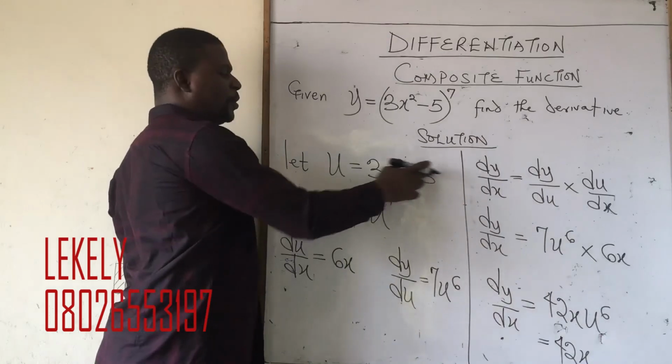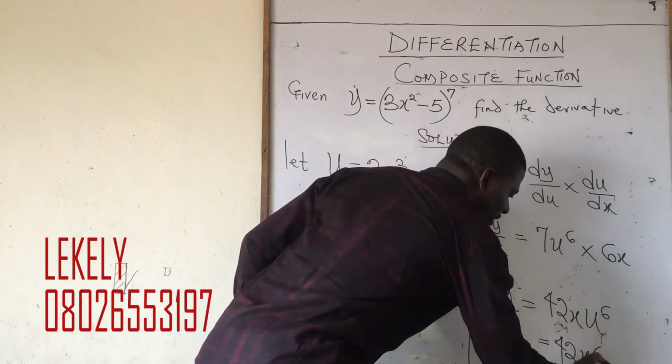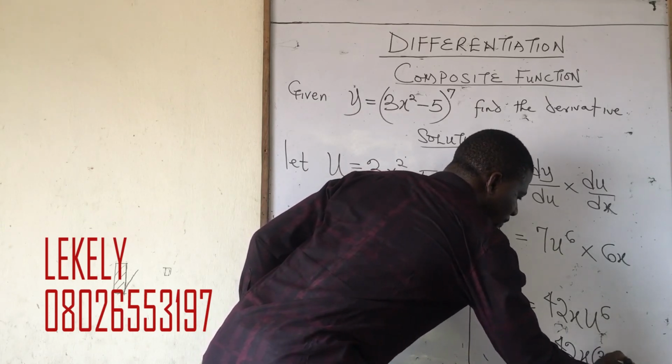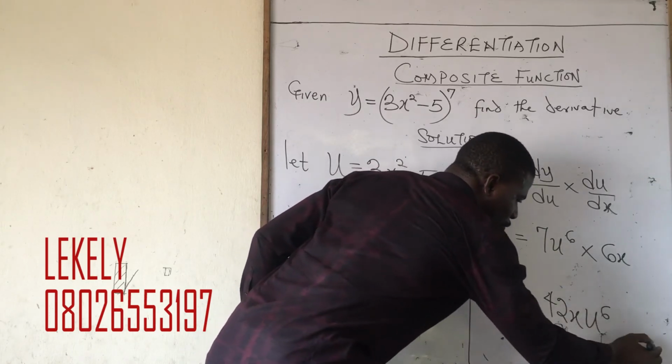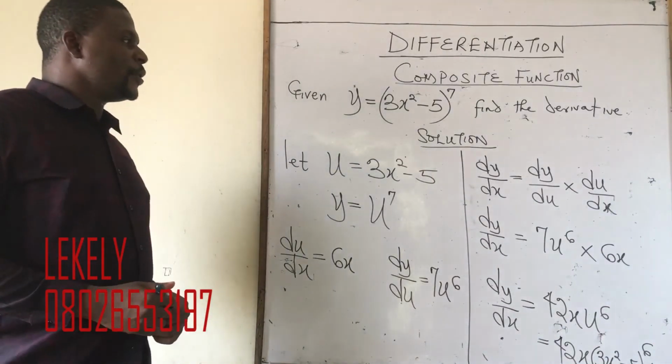What's the original value of u from the beginning? The original value of u from the beginning is 3x squared minus 5. So I'll bring it, 3x squared minus 5, then this 6 on top, raised to power 6. That's your final answer.